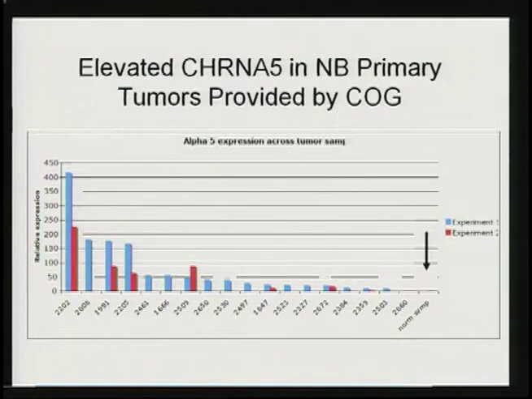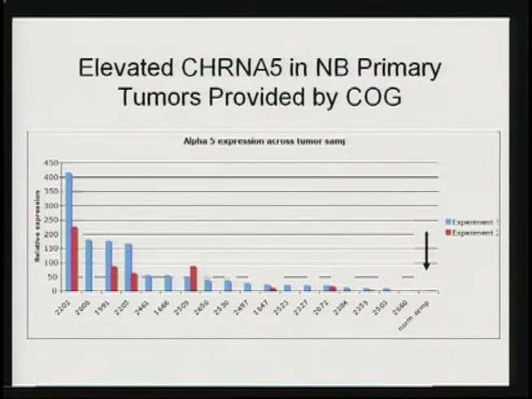And then finally, we thought we should really look as well in primary tumors. And we did a pilot study with COG where we were able to obtain 20 different RNAs from primary neuroblastoma tumors. And on this, what we show here, again, this is relative expression. The normal sympathetic ganglion over here where the arrow is, that's 1. So that's normal.